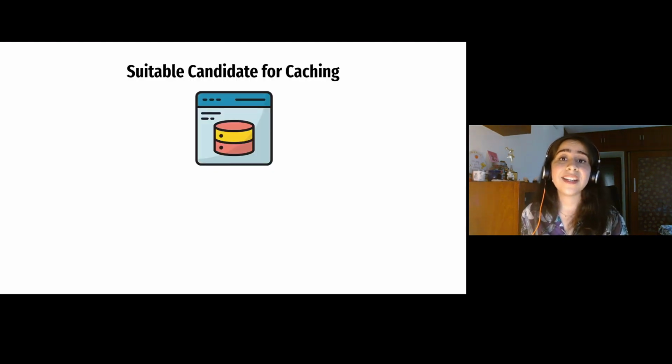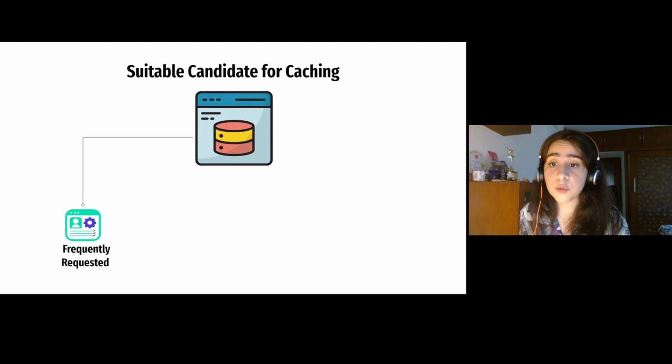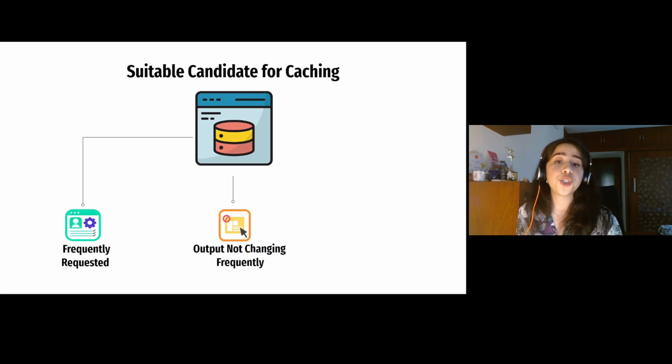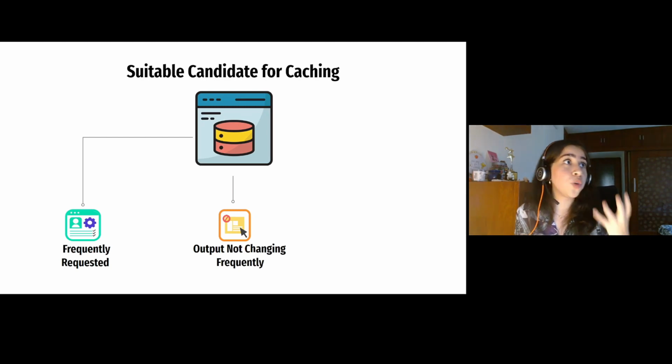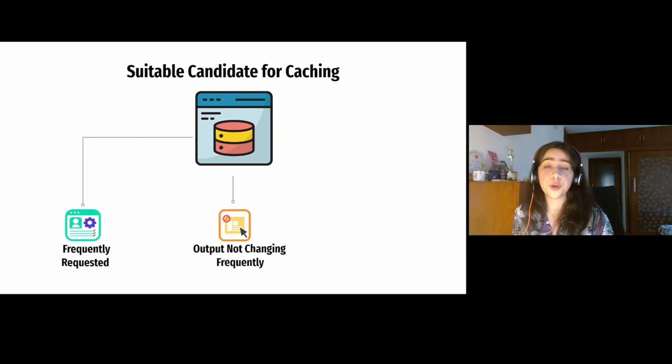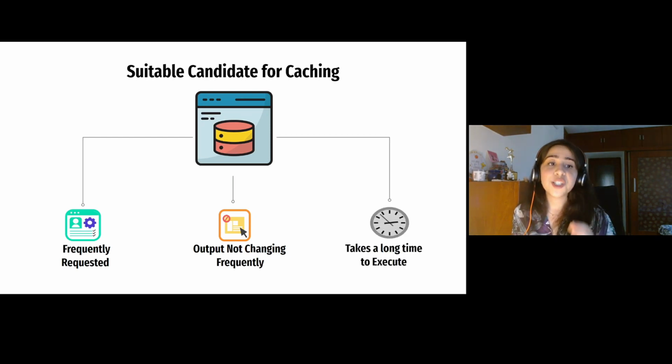So a suitable candidate for caching would be the one which is frequently requested. Second, output should not change frequently. As we just discussed, storing real-time stock prices won't do you much benefit. But other than that, storing semi-static data like user profiles or product catalogs, of course, would be beneficial as it could improve the response time of your application. Thirdly, it should take a long time to execute. If the time it takes to get something from the main source is the same time it takes to fetch something from the cache, caching that data wouldn't really provide you with much benefit.